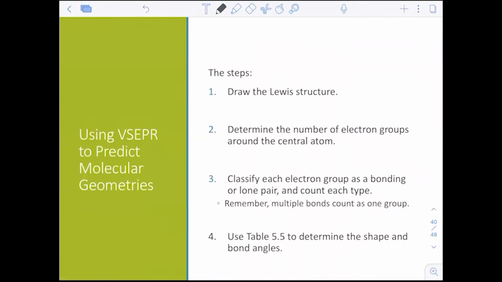So overall, to use this chart to be able to predict the structure and the shape, you would need to draw the Lewis structure, count up the number of things around the central atom, classify each one of those things as bonds or lone pairs, and then refer to the table. Remember, multiple bonds just count as one group. What we saw in carbon dioxide, even though carbon to oxygen is a double bond, it's still just one group over here and one group over there. So 2 electron groups, they are bonding. Great.